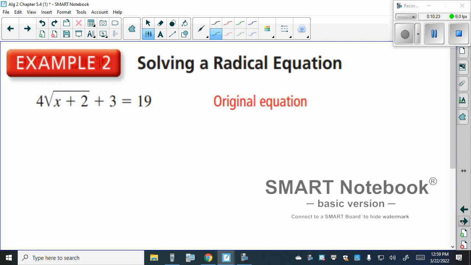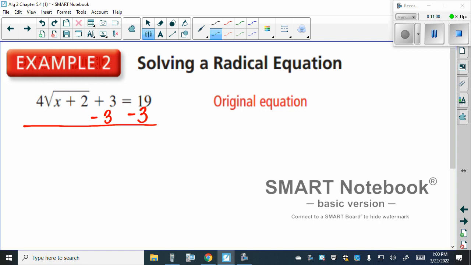Now, this one here has a few more steps to it. But again, we'll have to add a third step, but it's not really adding anything to it. But our first main step, like we've been doing, is to get the radical by itself. So the first thing we can do in getting the radical by itself is to what? Well, minus 3, because we want to do addition subtraction first.